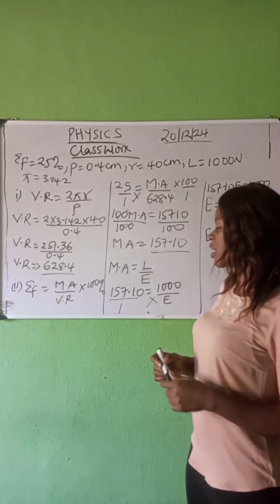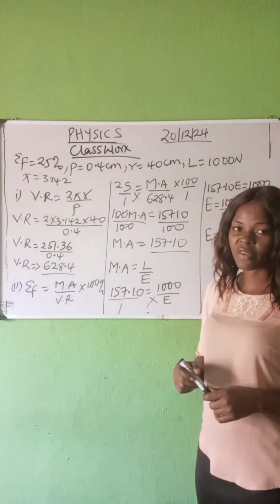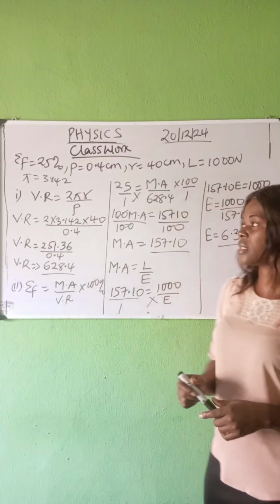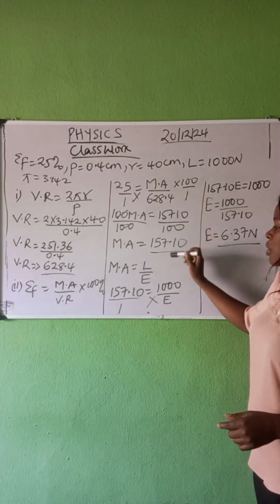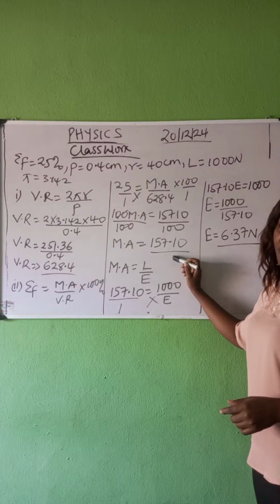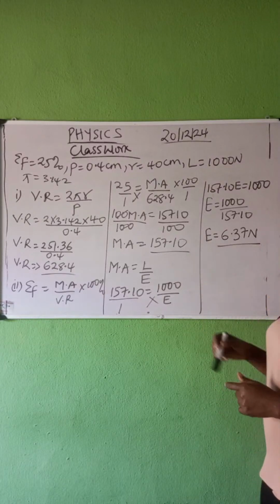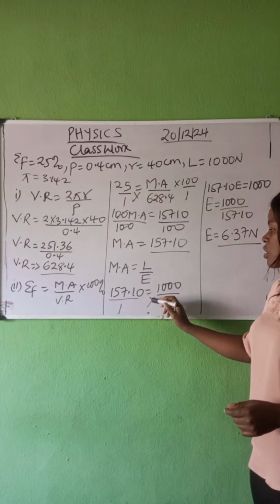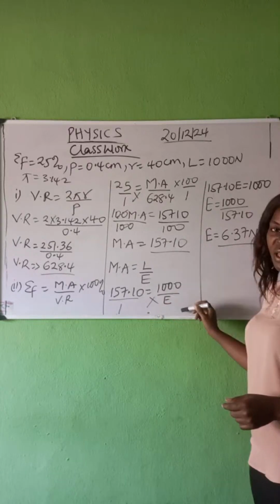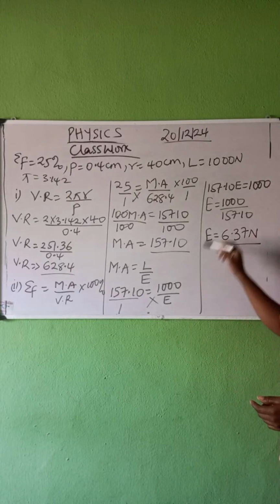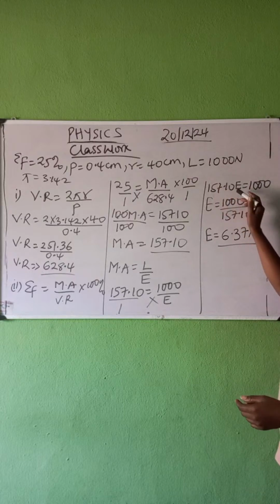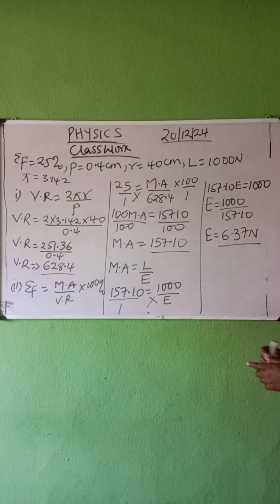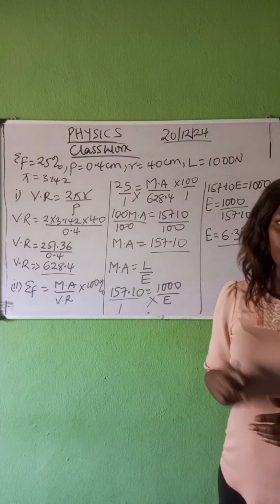So the next is to find the mechanical advantage. We are going to use this formula because we already have the efficiency. Efficiency is equal to MA over VR multiplied by 100%. Substituting into what we have, we cross multiply, and we got our MA to be 157.10. So mechanical advantage is equal to load over effort. Now 157.10 is equal to 1000 over E, which is what I am looking for. By the time you cross multiply, 157.10 E is equal to 1000. Then we divide both sides by the coefficient of E, and my effort becomes 6.37 Newton. Is that clear?